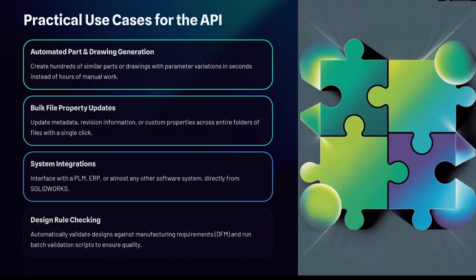So that's really nice automation if you do end up needing to change mass properties or metadata in SolidWorks en masse. The next use case, as I mentioned, system integrations like PLM or ERP, or any other software system. You can get an interface that works directly from SolidWorks, translating data into that secondary ecosystem. Design rule checking, automatically validate designs against manufacturing requirements. If you have DFM requirements that you need to hit, then we can run a batch validation script to ensure quality. So you'll see a lot of common threads here. We're trying to do batch actions and things that are very repetitive. That's what the API excels at knocking out tasks for.